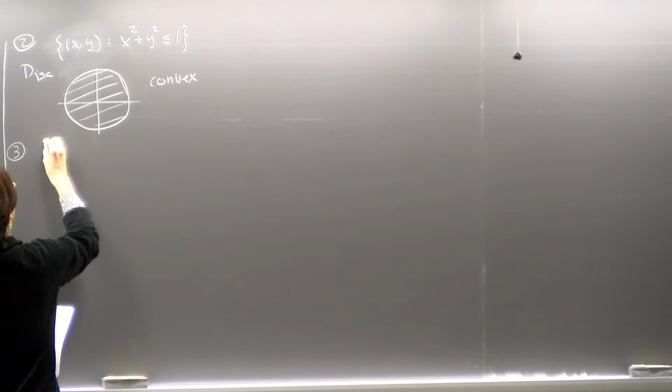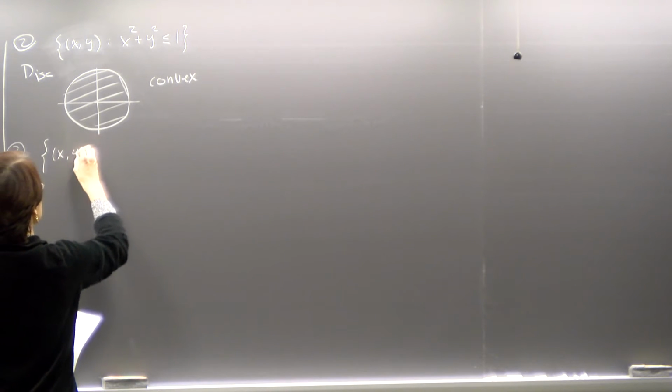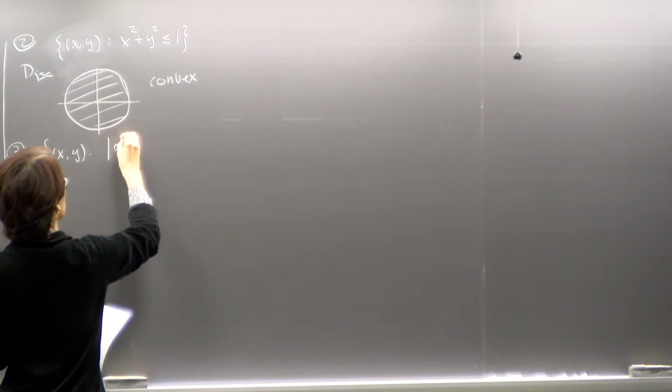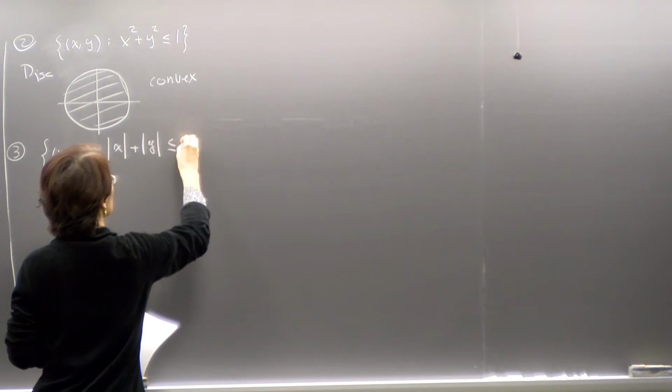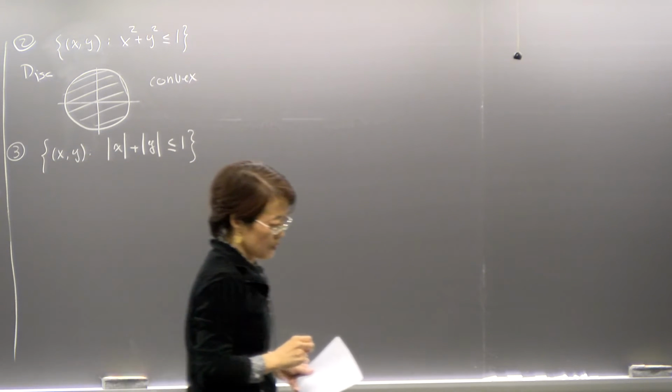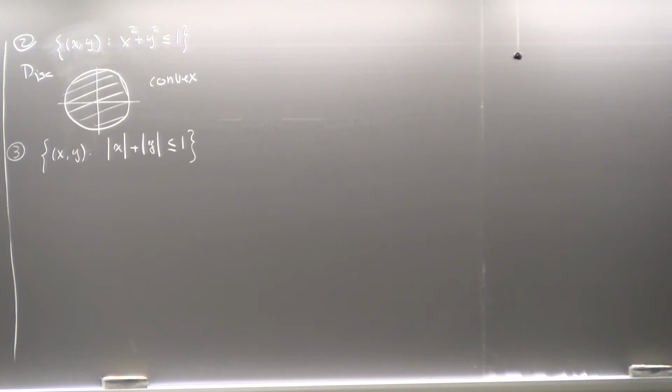Okay, so let's look at another one. Absolute value of x plus absolute value of y less than or equal to 1. So what region will that represent?